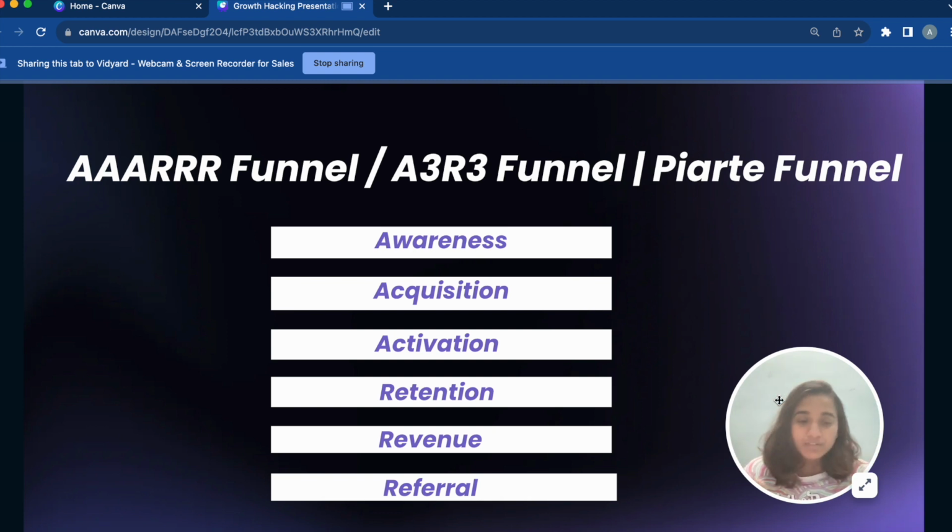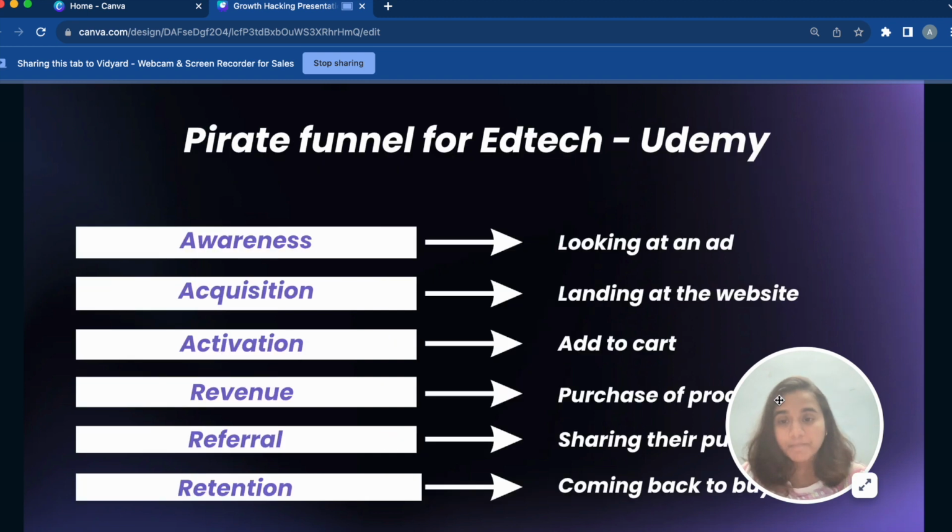So basically how this funnel works is awareness, acquisition, and activation remain the same in terms of order, but retention, revenue, and referral keep changing from industry to industry, because in some industries revenue might come first, and in some industries revenue may come at the last, so it keeps changing. So now let's try to understand how this funnel works in different industries with examples.